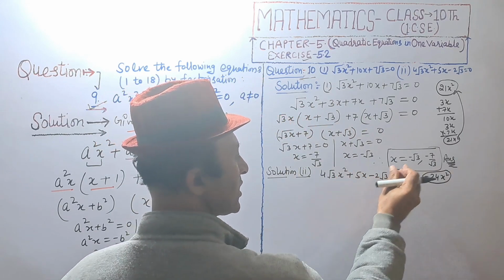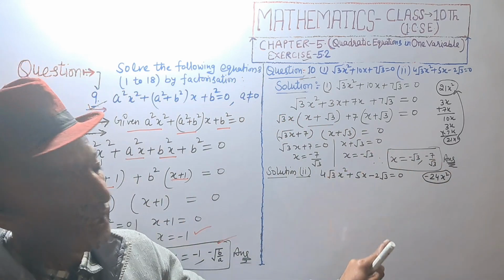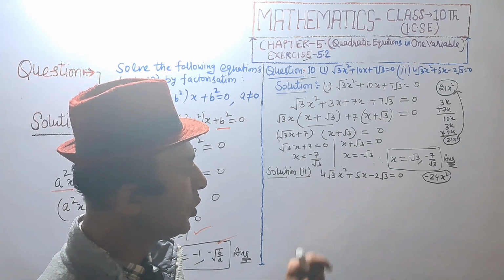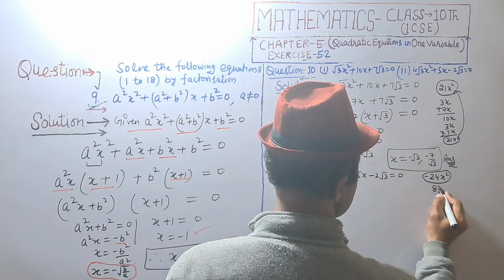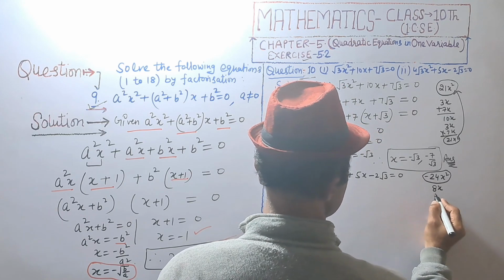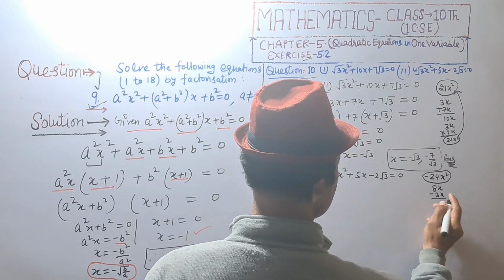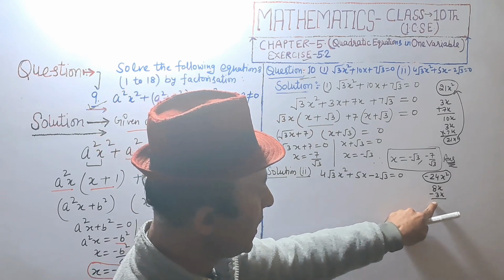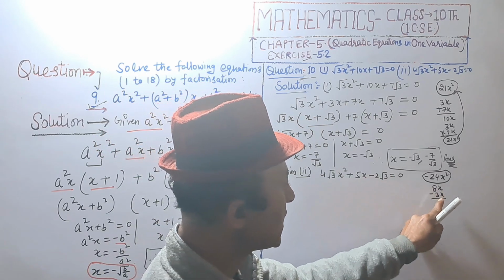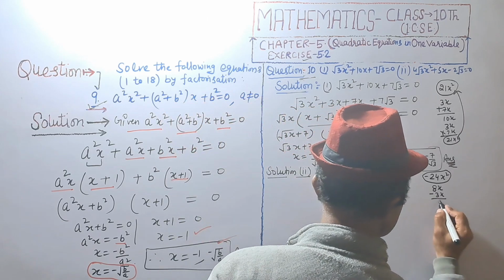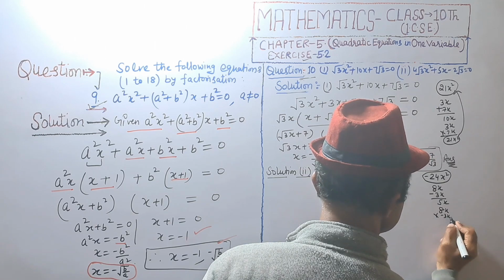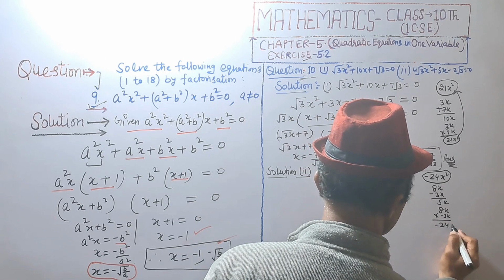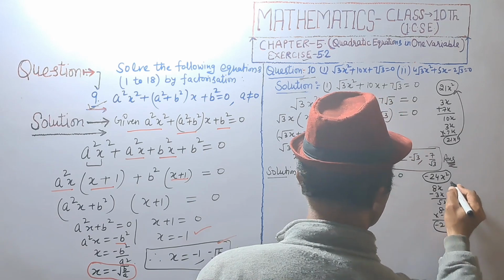Their product is equal to minus 24x square, and we are taking two numbers, that is 8x plus and minus 3x. Their sum is equal to 5x. 8x minus 3x, that will be 5x, and 8x into minus 3x, that will be minus 24x square.